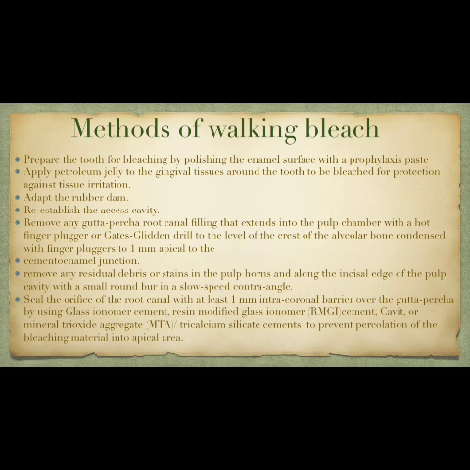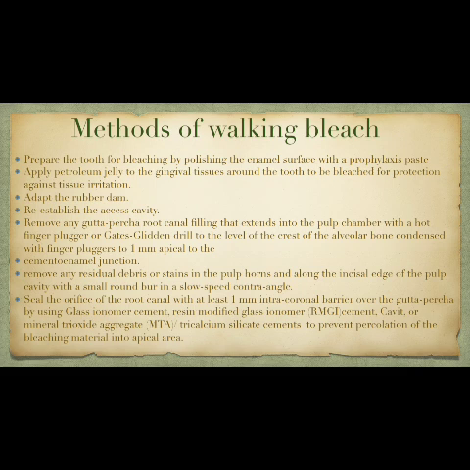Then remove any gutta percha root canal filling that extends into the pulp chamber with a hard finger plugger or Gates Glidden drill to the level of the crest of alveolar bone, condensed with a finger plugger to 1 mm apical to the cemento-enamel junction. Then remove any residual debris or stains in the pulp horn and along the incisal edge of the pulp cavity with a small round bur in a slow speed contra-angle.